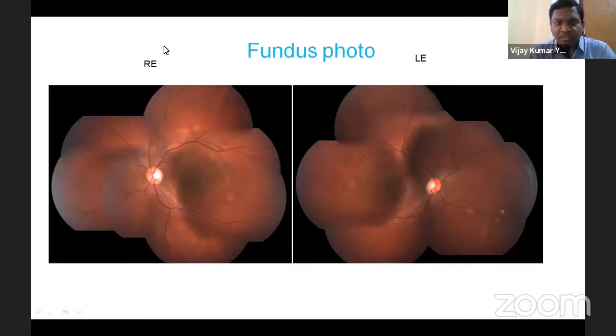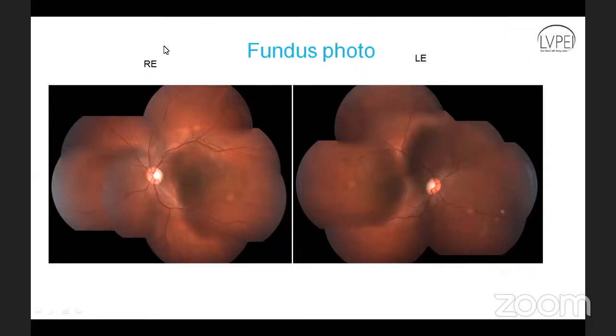Sorry for that. As a routine procedure in all dystrophy cases, I do autofluorescence, I do optical coherence tomography, and finally electrophysiological tests. Electrophysiological tests can be in the form of electroretinogram or electrooculogram, based on the merit of the disease.